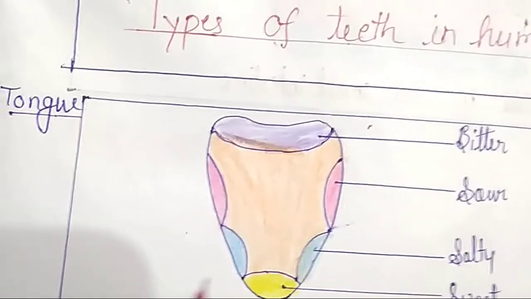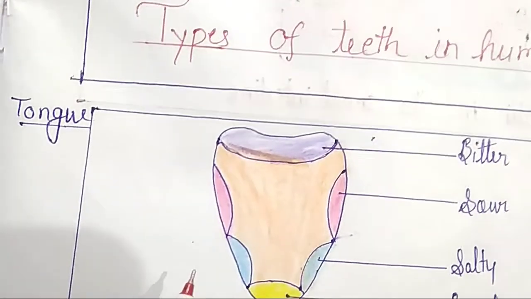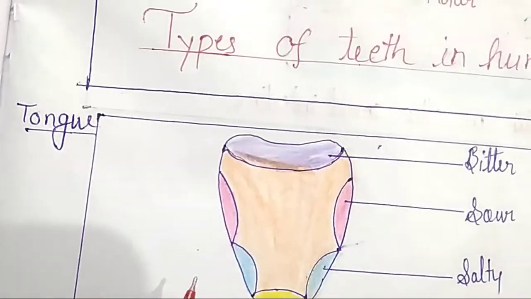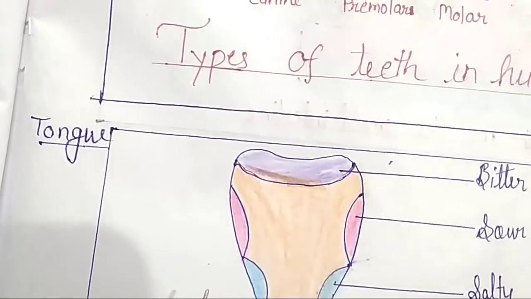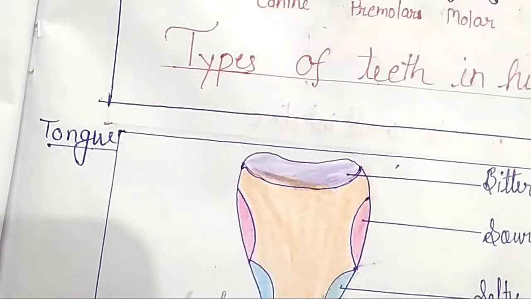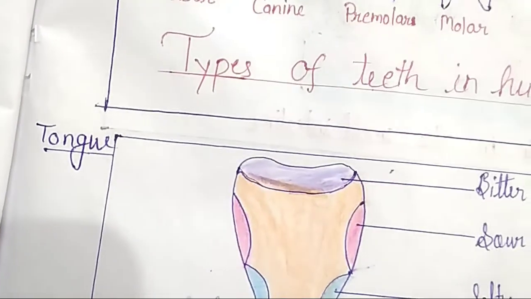The tongue is a muscular organ that helps us mix food with saliva. It also helps us roll the chewed food into a ball, known as a bolus, which is pushed towards the back of the mouth where it is swallowed.